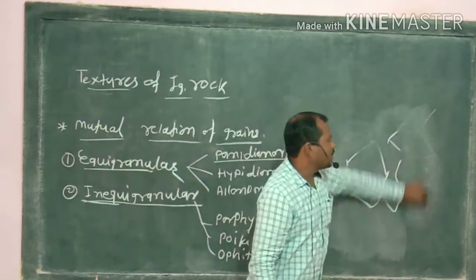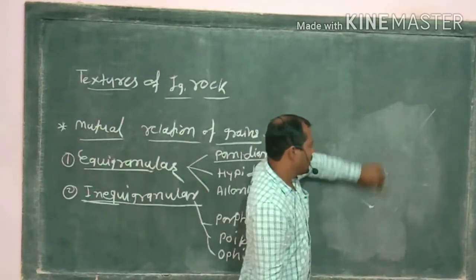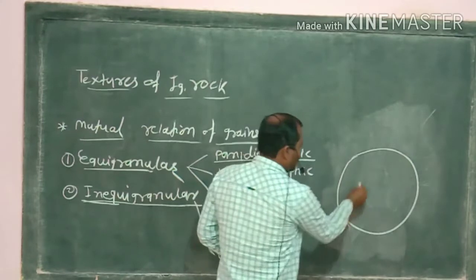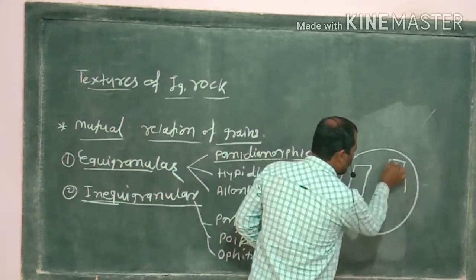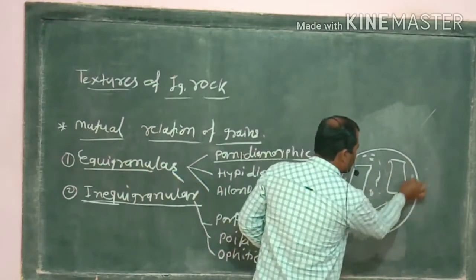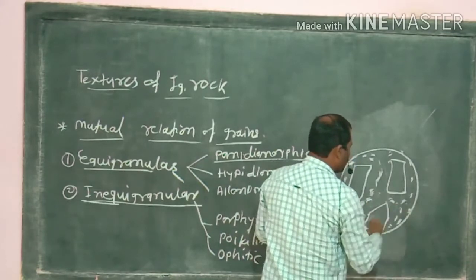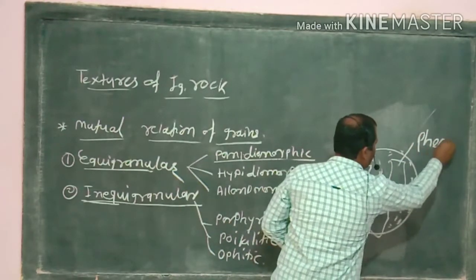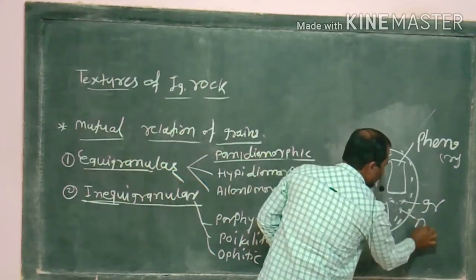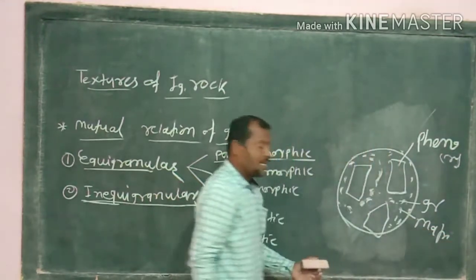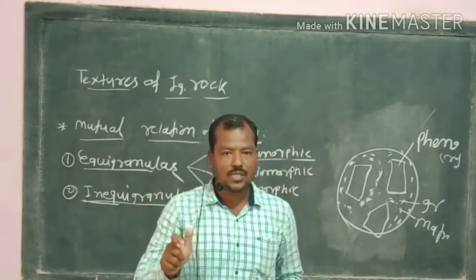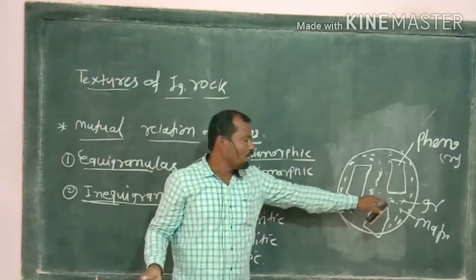This texture looks like this. Look at this, the diagrammatic view of the porphyry texture, in which large crystals, that is the phenocryst, are present within the ground mass. This is the ground mass. This is the phenocryst. And this is the ground mass, or it is also called a matrix. This texture is formed in two stages. In the early stage the phenocryst forms, and in the second stage the ground mass forms.